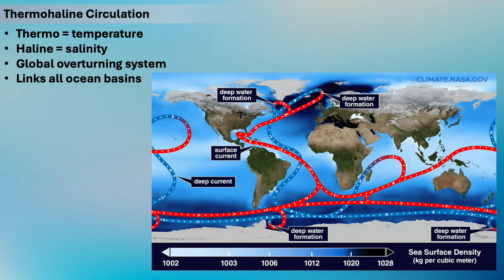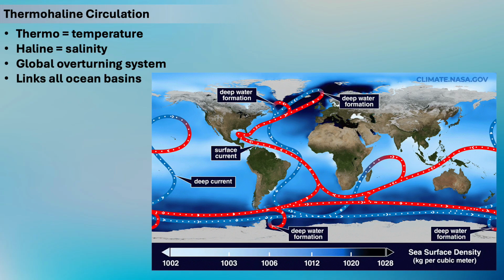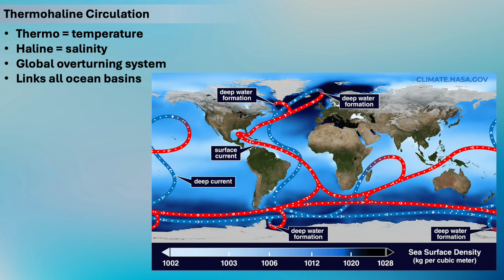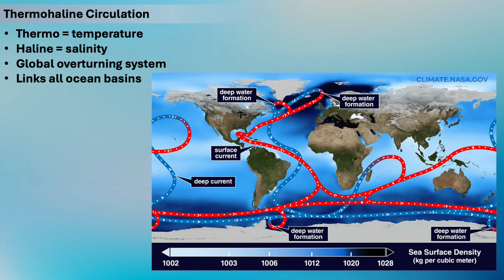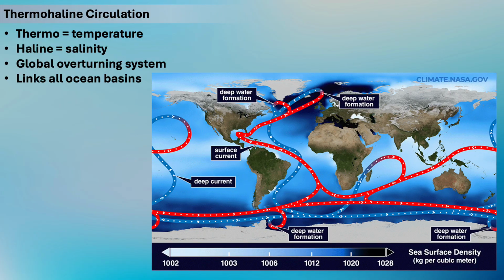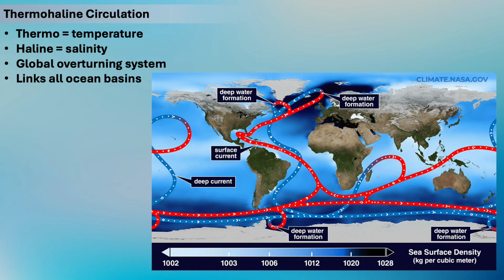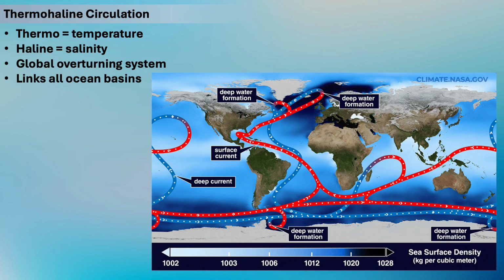The entire cycle takes hundreds of years to complete. And this is a critical point to stress. Water sinking today may not return to the surface for centuries. This slow timescale allows deep circulation to store heat and carbon. And that, of course, is carbon absorbed from the atmosphere when the water was at the surface.